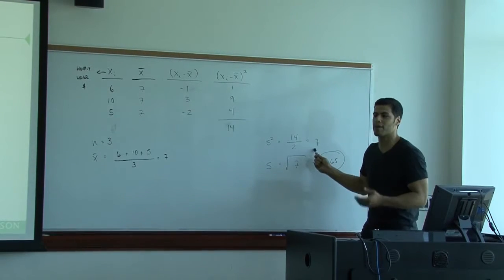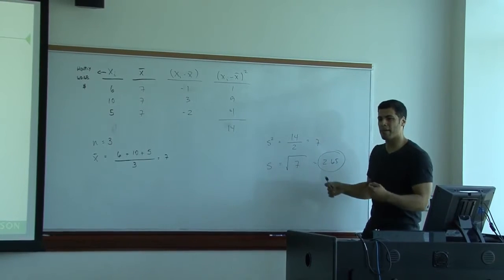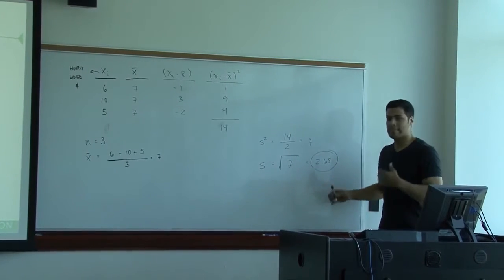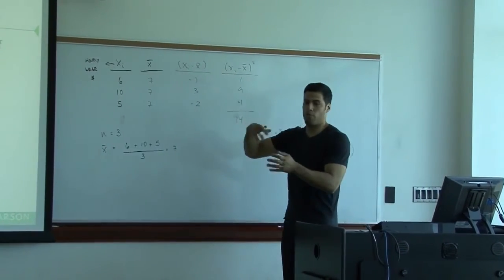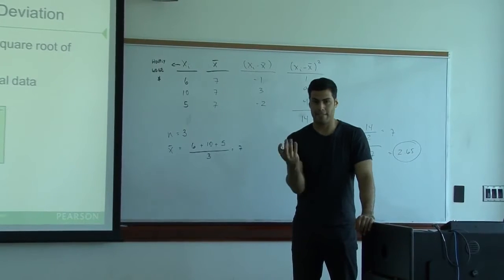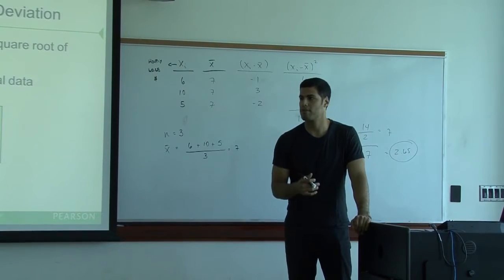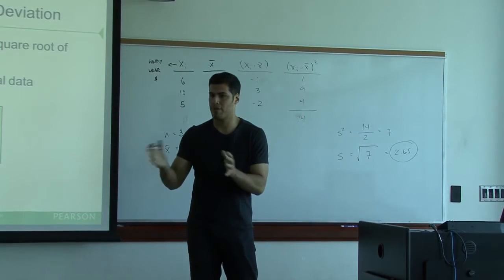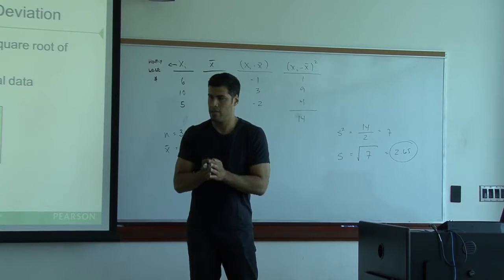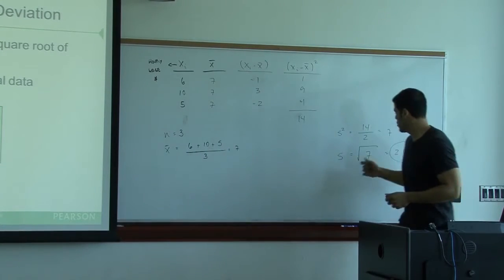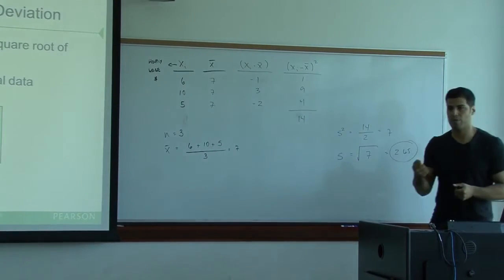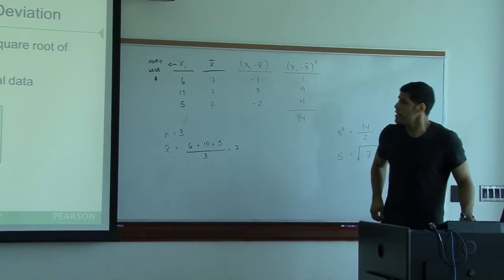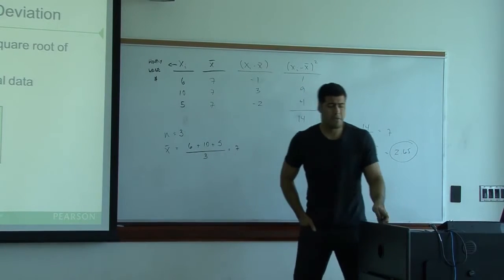Why? Because this is dollars squared. So what you do to be able to interpret is you take a square root, and now you can say the typical deviation of one of the observations from the center of 7 is $2.65. Okay? So you're measuring variation, distance across observations from the center. The good news is that you can measure that using the same units of measurement as the original data set. All right. So very useful, standard deviation. It's going to be very useful for us.